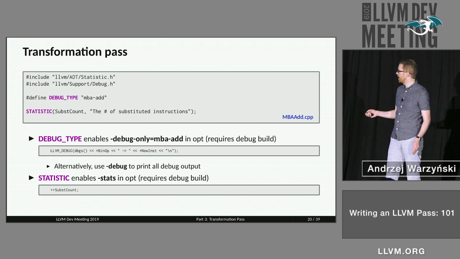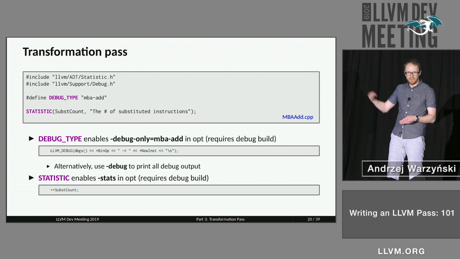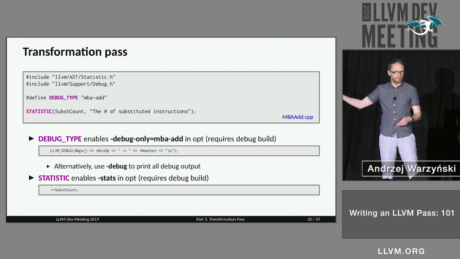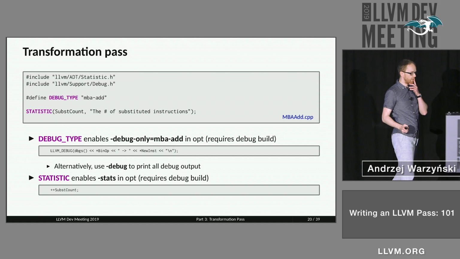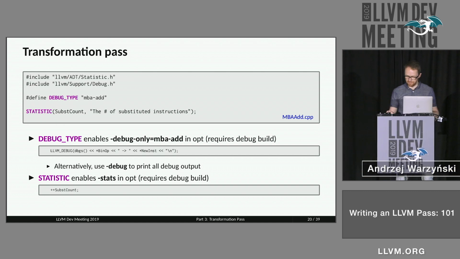The other thing is this integer that I mentioned that tracks the number of substitutions that we do. You enable it by defining this macro, and you print the actual contents of this by passing -stats. And these are all options that opt takes. So quite powerful tool, isn't it? So yeah, let's see this one in action, because it's much more interesting.